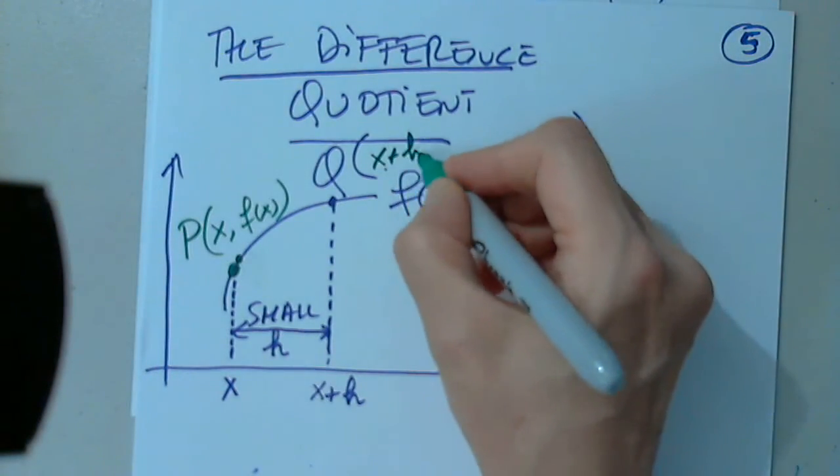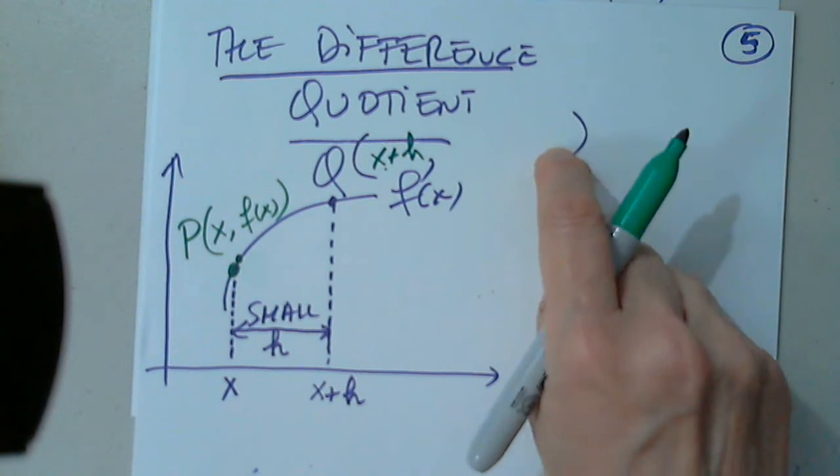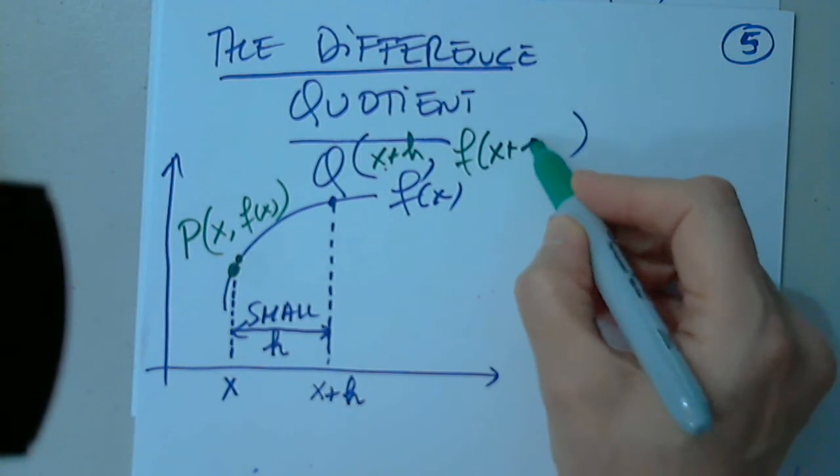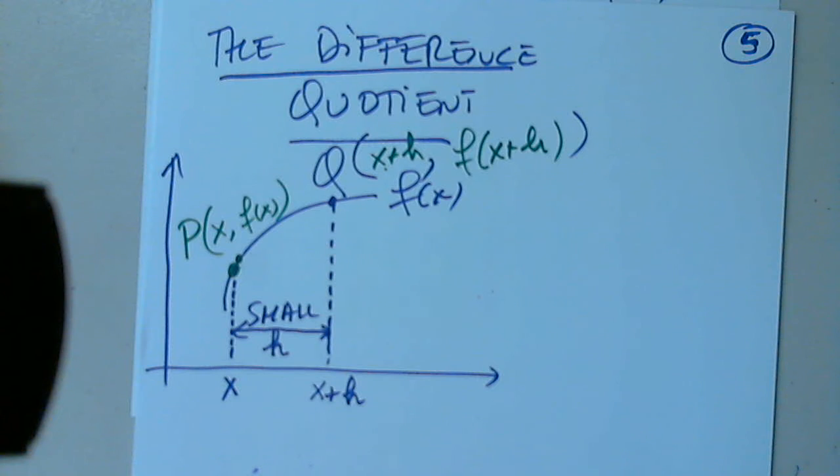There is no discussion there. And now, can anyone give us the y coordinate of Q? F of X plus H. That's it. Okay. Is this clear, everyone? Yeah. I will never be able to guess if you have a question. You have to speak up.